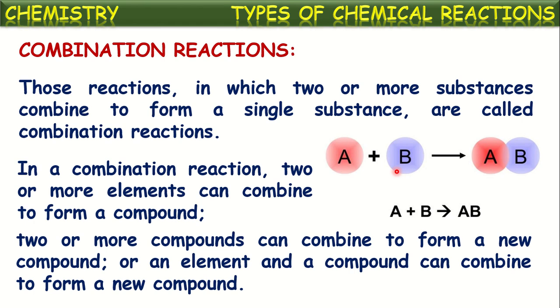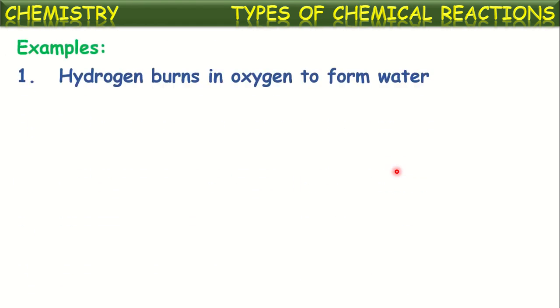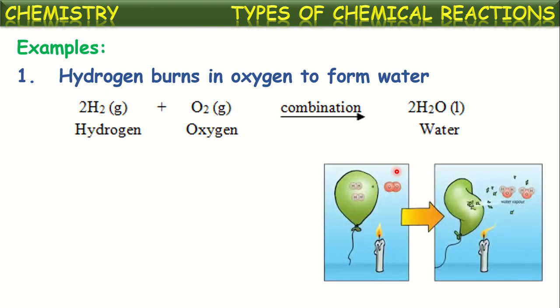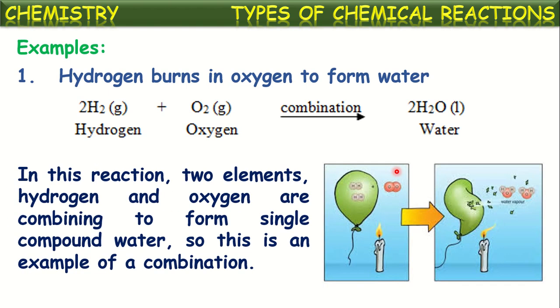Let us see these examples one by one. Hydrogen burns in oxygen to form water. We know hydrogen reacts with oxygen to form water. In this reaction, hydrogen and oxygen, two elements, are participating. They are combining together to form a new compound, water. So this is one combination reaction in which two elements are combined together to form a compound. Okay, this is a combination between two elements.